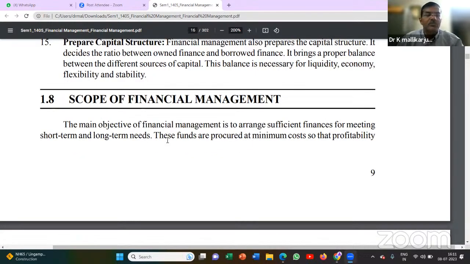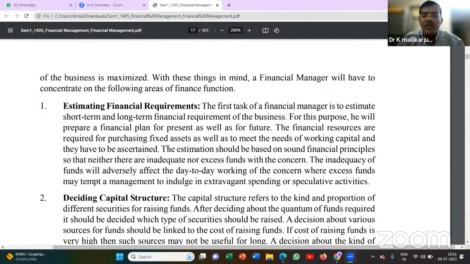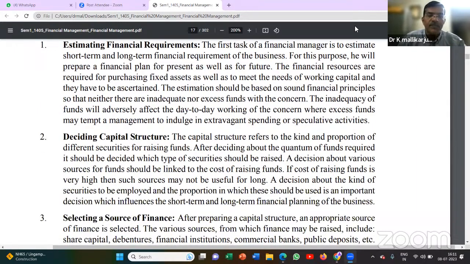The scope of financial management. We talked about estimating financial requirements. The firm has to estimate the financial requirement, deciding capital structure, right? How much debt is required, how much equity is there, right? So debt is always a cheaper source. The firm can go for debt if it is a growth firm, the firm has a good future, revenues are good, and the company's EPS is good. That firm can go for taking a loan instead of equity shares, right?